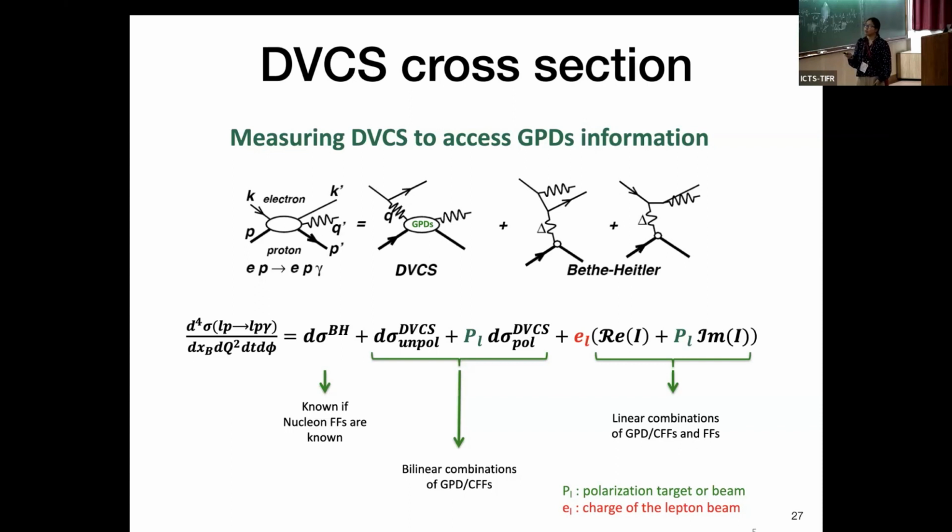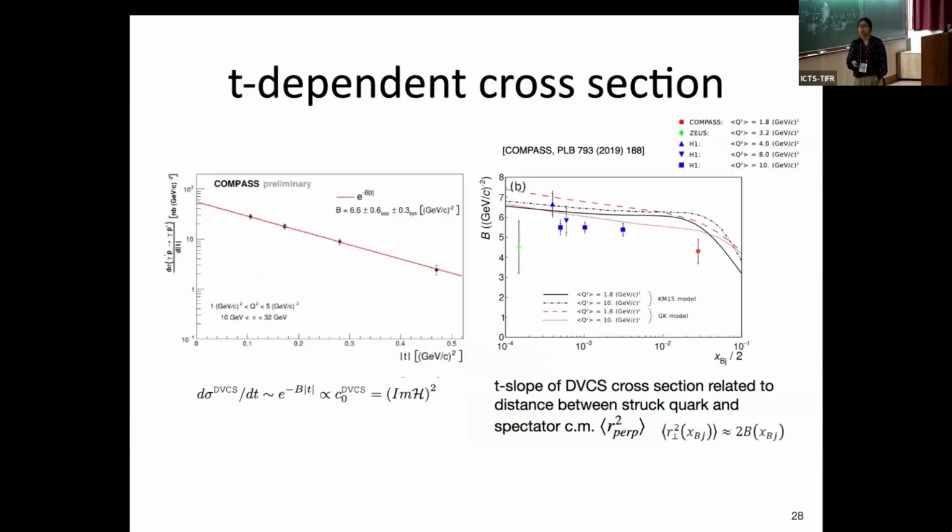So when you look at this cross-section measurement, for the differential cross-section measurement, you will have the contribution from this DVCS alone, and also the Bethe-Heitler and also the interference term. And you can sort of try to isolate them by looking at it. And for the GPD or Compton form factor, you can actually look at it linearly from this interference term here.